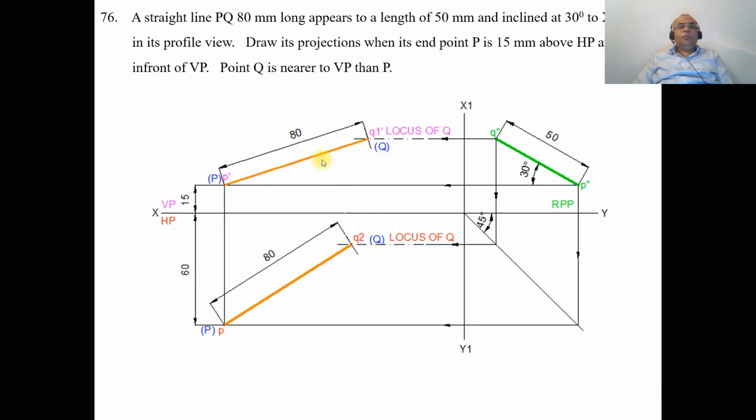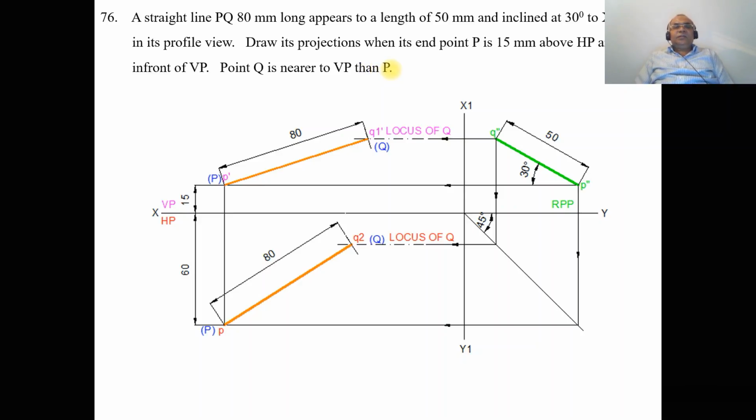Now, in this video, we are going to take up one more problem on projections of lines, problem number 76. A straight line PQ, 80 mm long, appears to a length of 50 mm and inclined at 30 degrees to the XY line in its profile view. Draw its projections when its end point P is 15 mm above HP and 60 mm in front of VP. The point Q is nearer to VP than P.